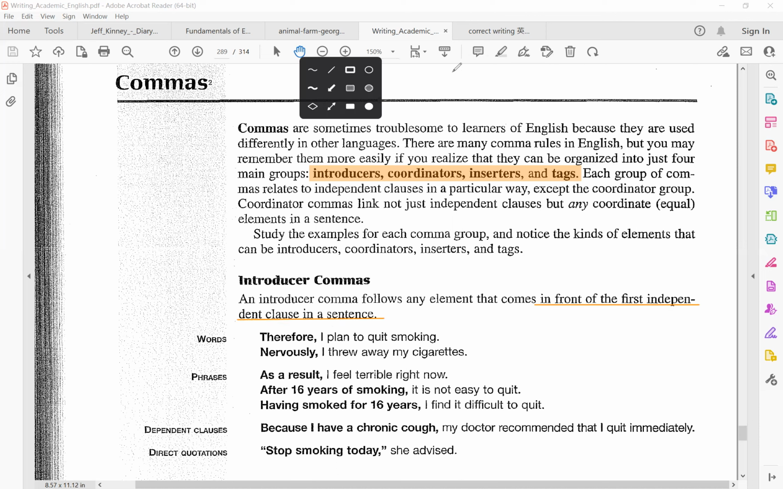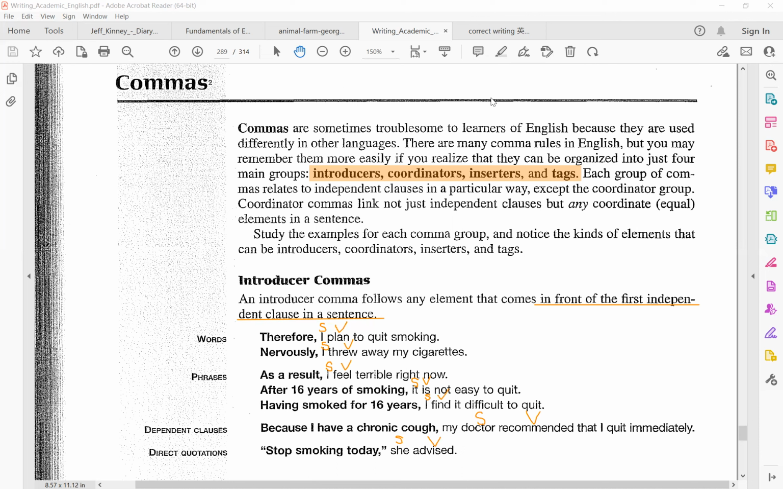So for example, if we look at the independent clauses: I plan to quit smoking. I threw away my cigarettes. I feel terrible. It is not easy to quit. I find it difficult to quit. My doctor recommended that I quit immediately, and she advised. So as you can see here, the bolded words or phrases come before our independent clause, and that is why we need our introducer commas.